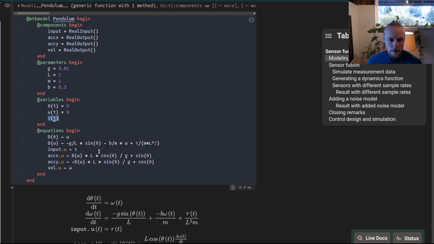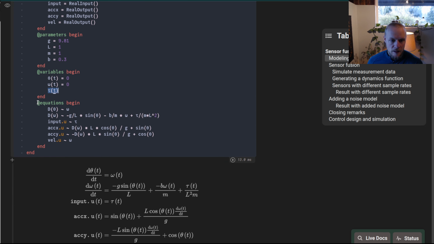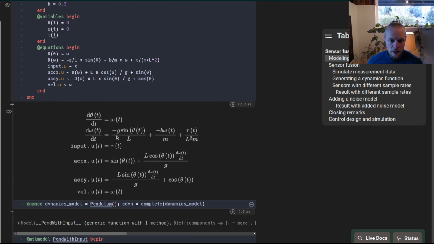All right, and then finally we have the equations. And instead of looking at the equations here in code, we will look at the rendered LaTeX form of the equations. So this is perhaps the most interesting equation that relates the angular acceleration to the state variables. And if you're familiar with the dynamics of a pendulum, I'm sure you will recognize this.